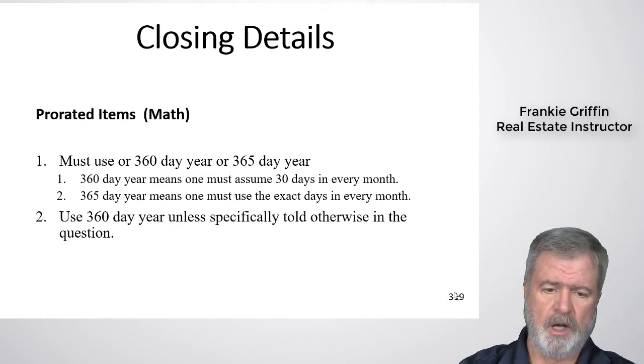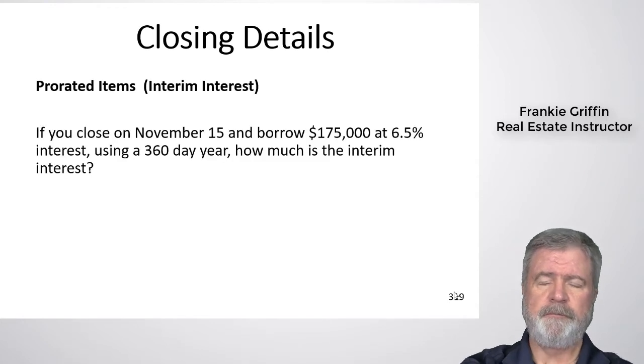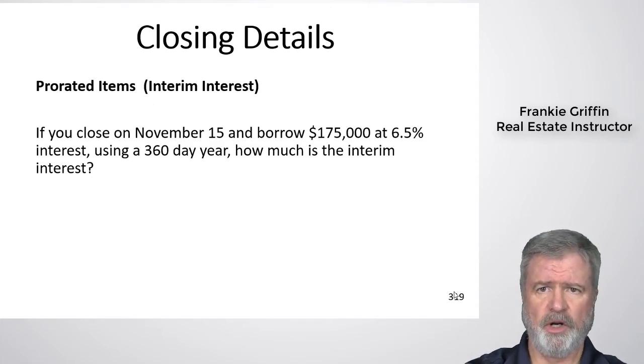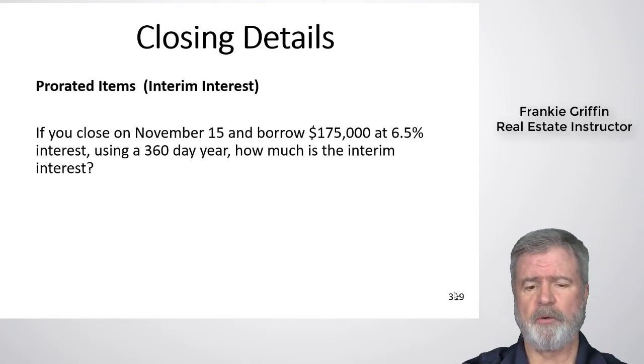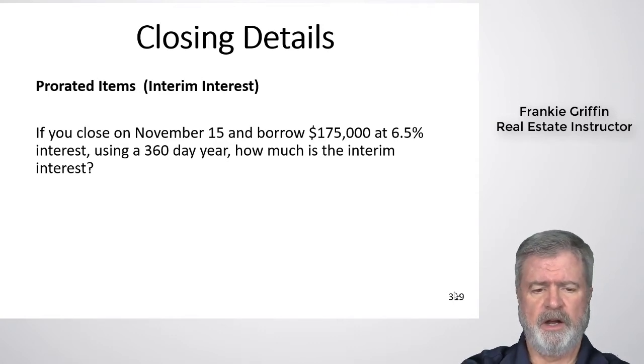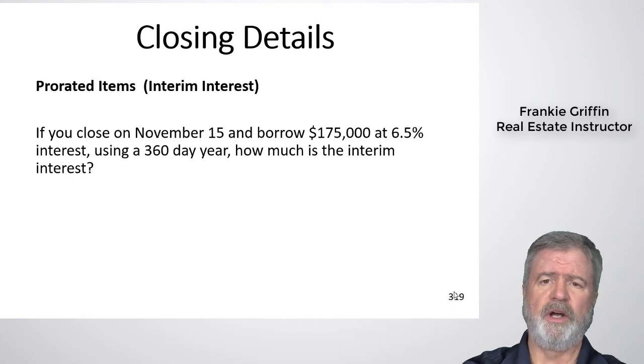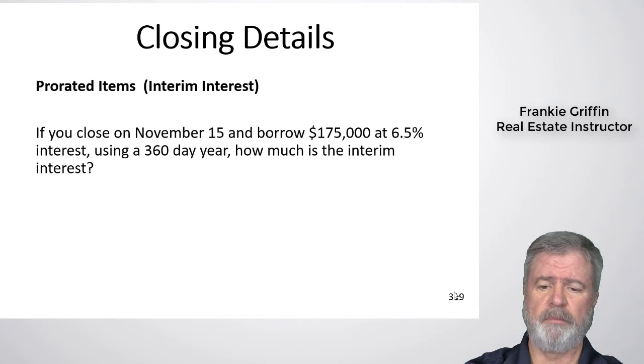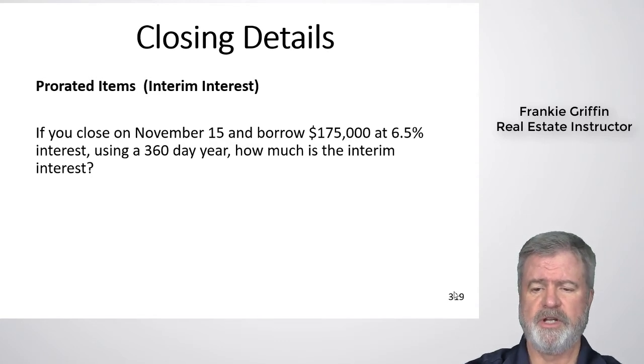Okay. So the first thing we're going to prorate is the interim interest. Again, you should have seen this back in the finance chapter, but we're going to go over a problem right here. And here in the question, it says we're closing on November the 15th. The buyer is going to borrow $175,000 at 6.5% interest. Using the 360-day year, what's the interim interest?